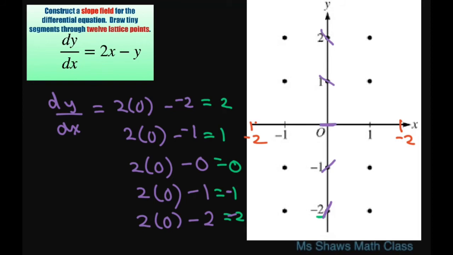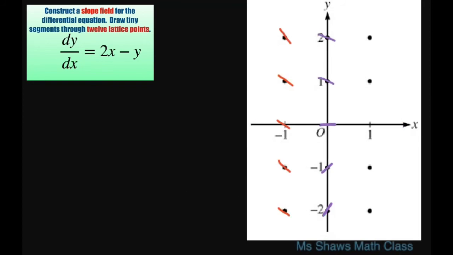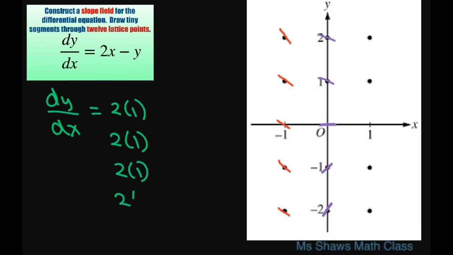Now, for the last one, and I have everything already laid out here for the first two, we're going to use x is 1. So we have dy/dx = 2 times 1. And then let's just do this 5 times. Then we are subtracting a -2, subtracting a -1, subtract 0, subtract a 1, and subtract 2. All right, let's see what we get.